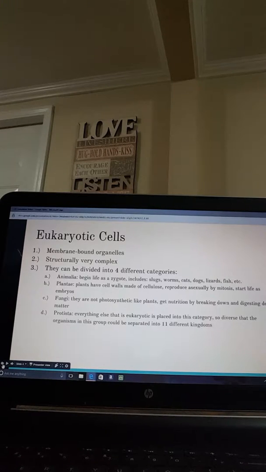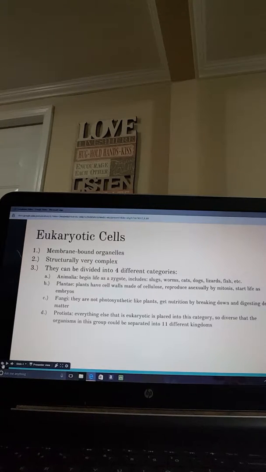There's Plantae. Plants have cell walls made of cellulose. They reproduce asexually by mitosis and start life as embryos. The third one is fungi. They are not photosynthetic like plants. They get nutrition by breaking down and digesting dead matter.